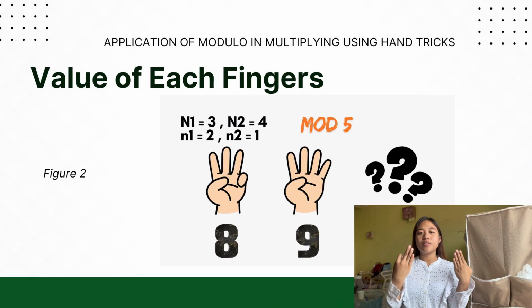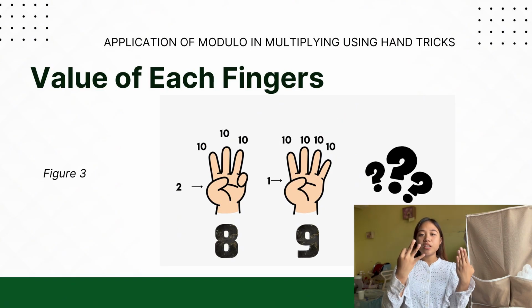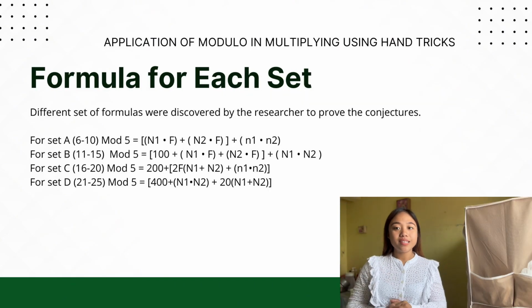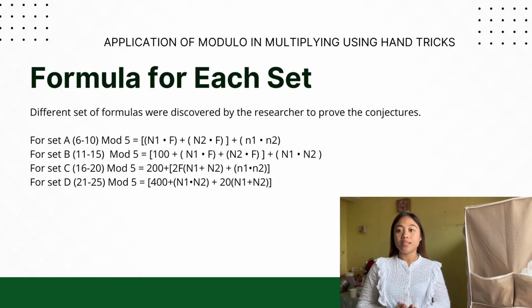But since we need to consider the value of our fingers, each finger will be multiplied by 10. So, this is our n sub 1. We have 10, 20, 30, 40, 50, 60, and 70. And this is our n sub 2. Of course, it is not just 6 to 10.